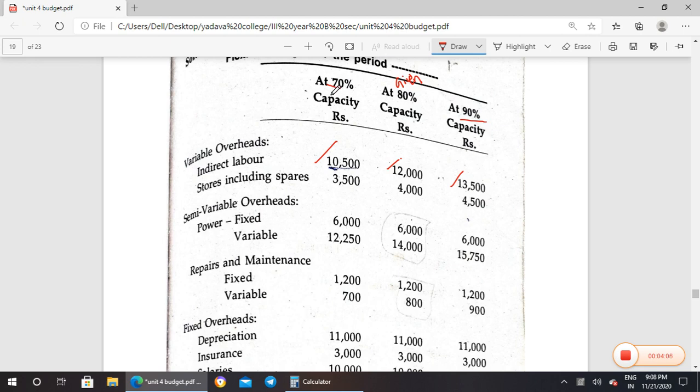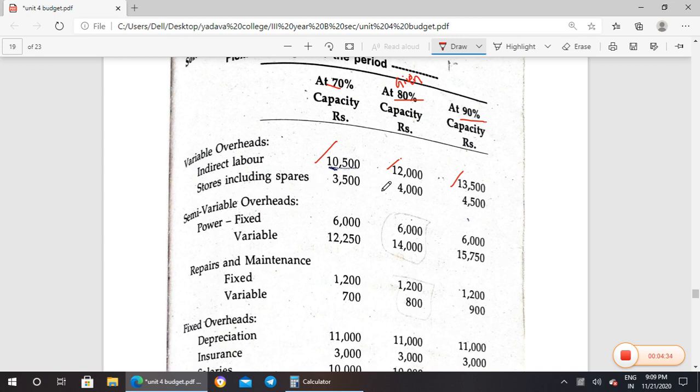First, for 70 means 70% into the given amount, divided by the given percentage. Again I'll repeat it. Whatever percentage we have to find, that percentage into the given amount divided by the given percentage. We'll get that answer. So we'll try the next one.